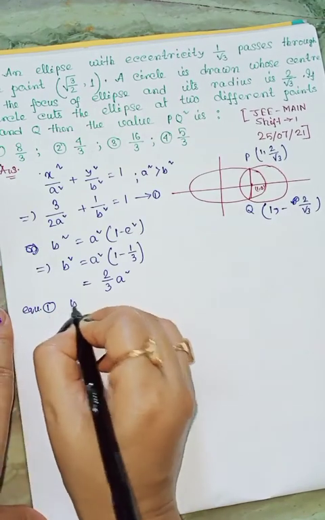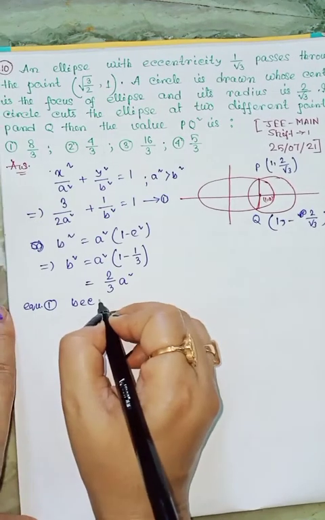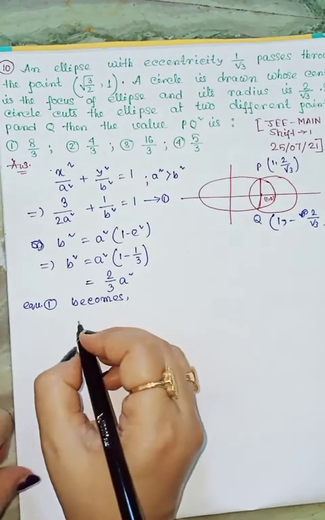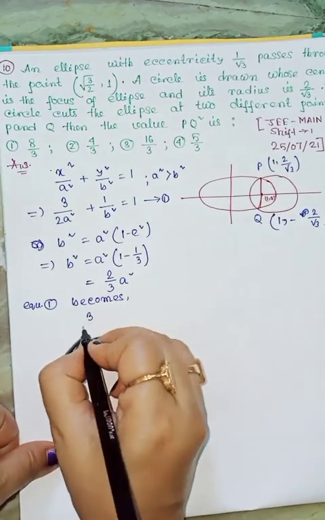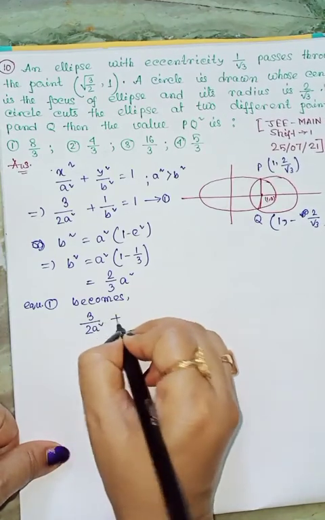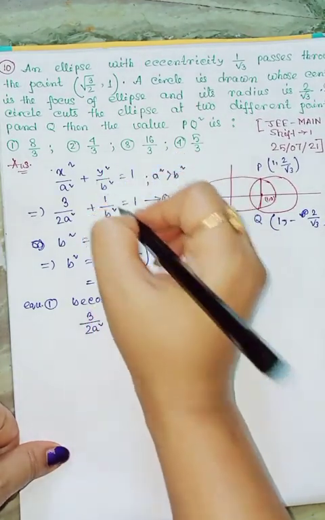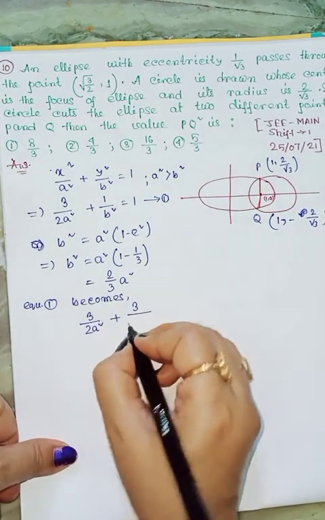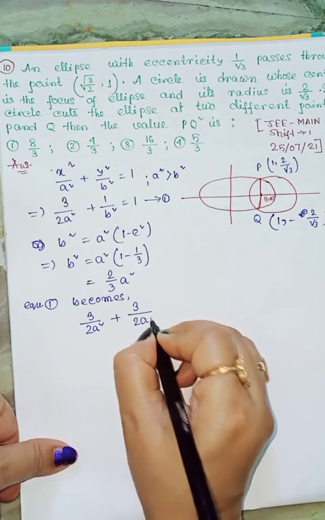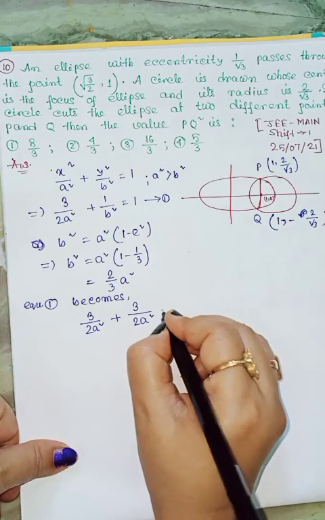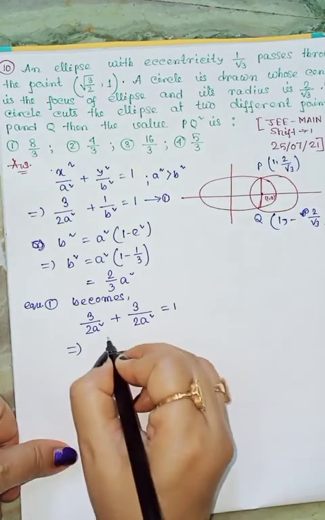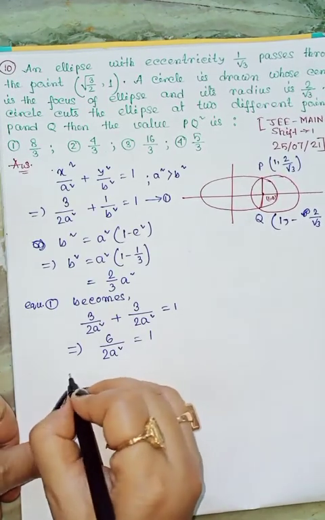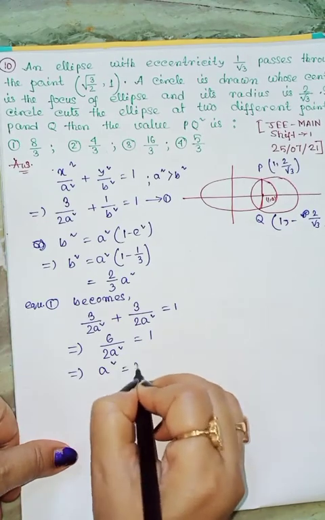equation 1 becomes 3 by 2a square plus 3 by 2a square, and that is equal to 1. So now it becomes 6 by 2a square, that is equal to 1. Therefore a square is equal to 3.